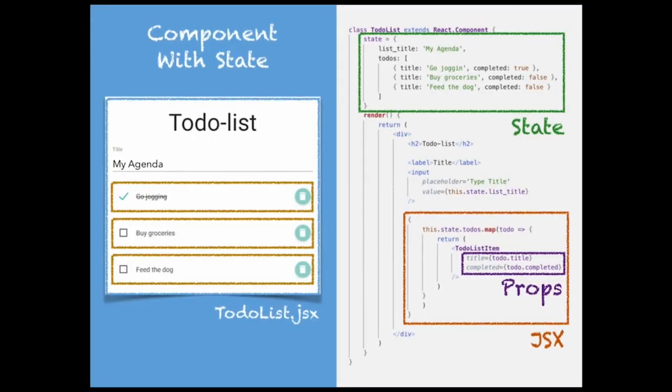One more example, which will be the application we're building, is a to-do list. In a to-do list, you're going to keep track of the title of the list. You're going to keep track of each individual to-do item and whether or not that item is completed.